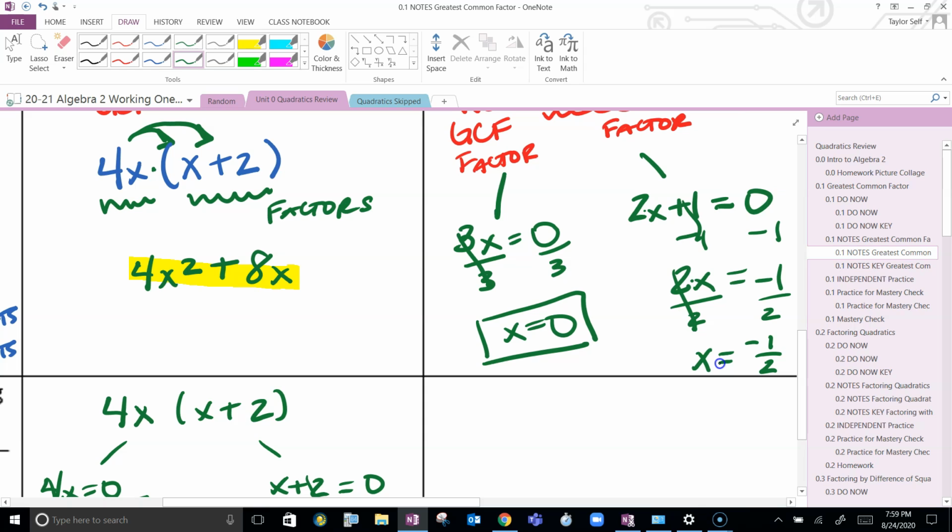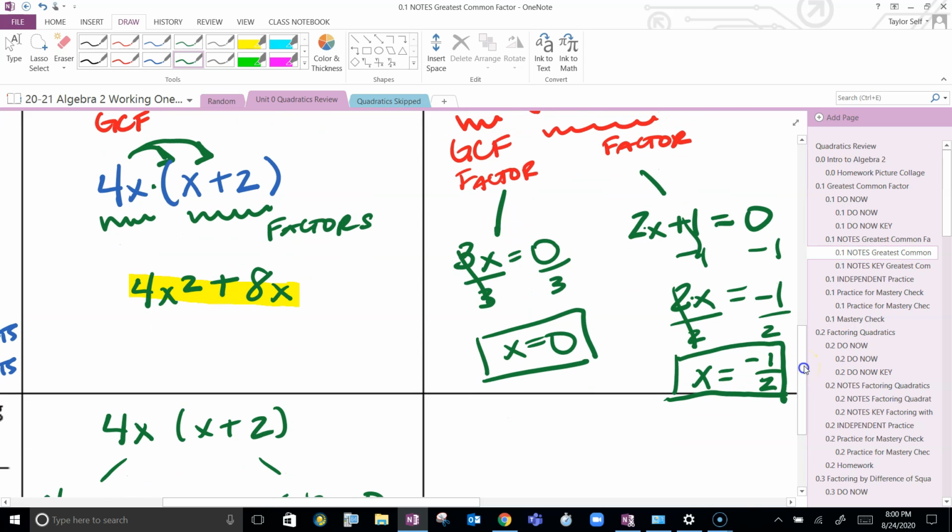And y'all, you may have wanted to convert that to a decimal, but I do not like decimals. I know it's super cool to be able to convert, but since we're in algebra now, and since in college you're supposed to use fractions, we're just going to leave that as a fraction. So x equals negative 1/2.